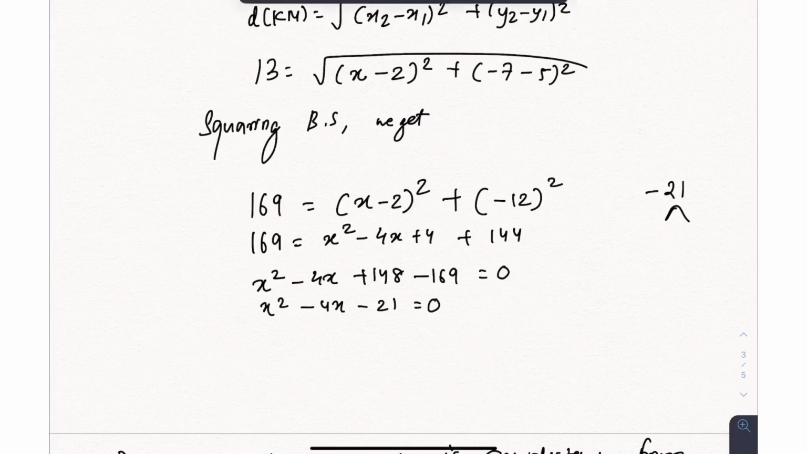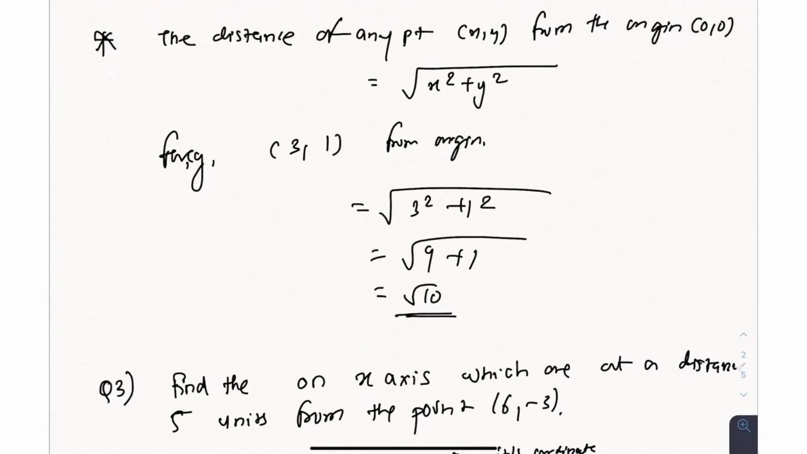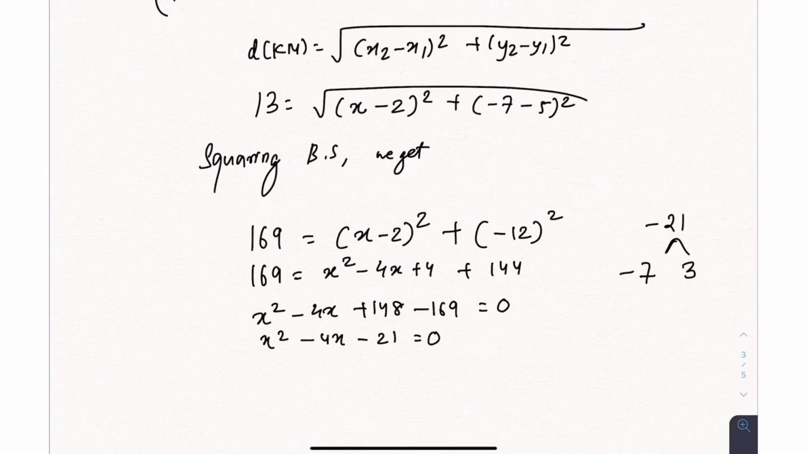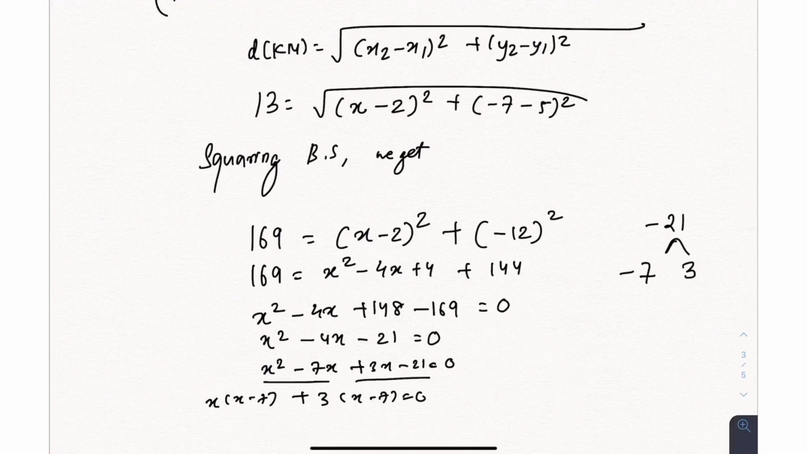Since the product is negative, one of the numbers will be positive and the other negative. 7 into 3 is 21, and since the middle term is negative, your bigger number will be negative in this case. So x square minus 7x plus 3x minus 21 equals 0. We take x common from the first two terms, we get x minus 7, and 3 common from the other two, we get x minus 7. So (x minus 7) and (x plus 3) is equal to 0.